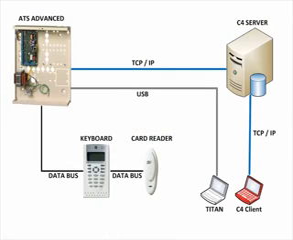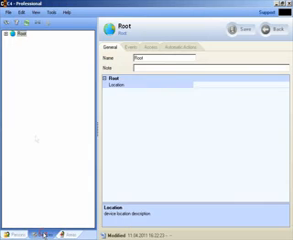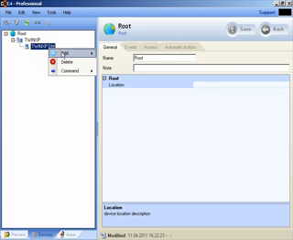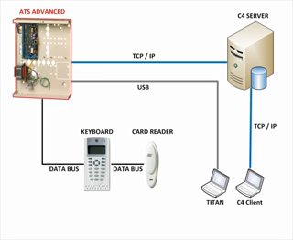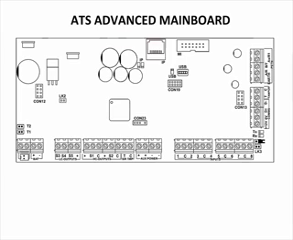Now we can switch to C4 client, which connects to C4 server using TCP/IP connection. Creating device configuration in C4 system through C4 client is very intuitive. First step is to create bus controller, which represents TCP/IP connection point. ATS Advanced has its RJ45 port located directly on the main board. Connect C4 server and ATS Advanced RJ45 port with UTP cable to establish TCP/IP connection.